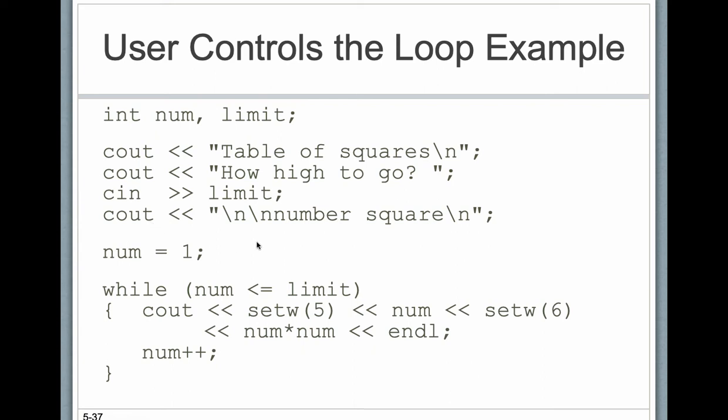And then Cout, number square. Number equals 1. Number was already created here. This is the initial number for that loop. While num is less than or equal to limit, Cout, and then we format our output. So basically what this is doing is the square of a specific number that we configured.